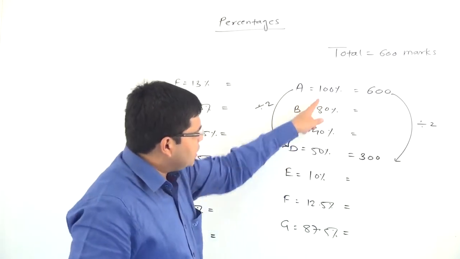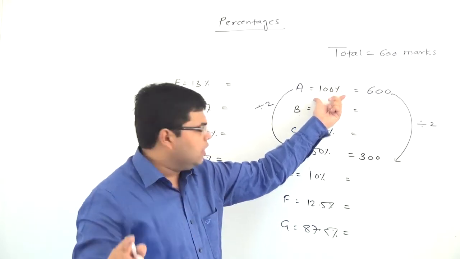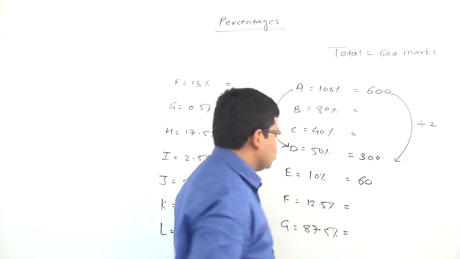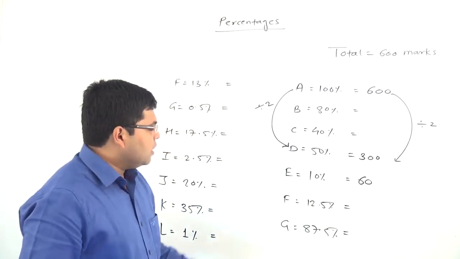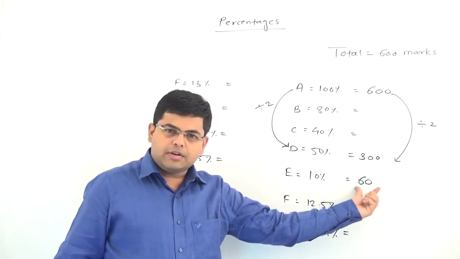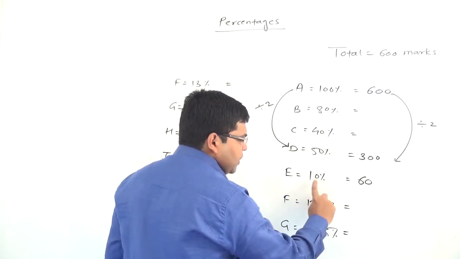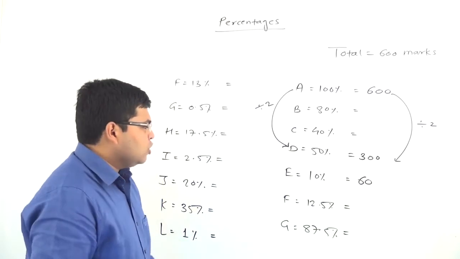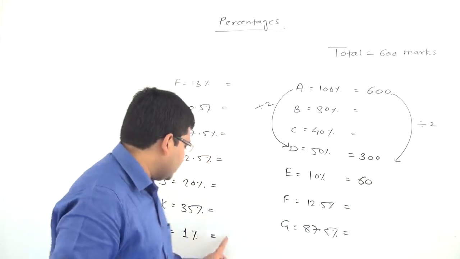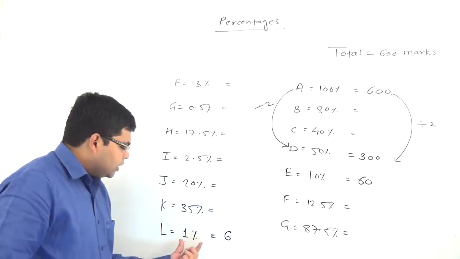Similarly, from 100%, if you want to calculate 10%, you need to divide by 10. So 100% divided by 10 will be equal to 10%. Similarly, 600 divided by 10 will come out to be equal to 60. So the value of 10% will come out to be equal to 60. Now 10% divided by 10 will come out to be equal to 1%. Similarly, 60 divided by 10 will come out to be equal to 6. So we will divide both of these, 10% equal to 60, left hand side as well as right hand side, by 10. So 10% divided by 10 is 1%, and 60 divided by 10 will come out to be equal to 6.